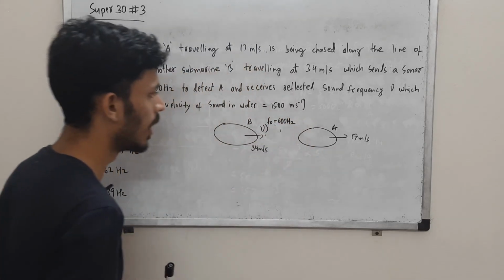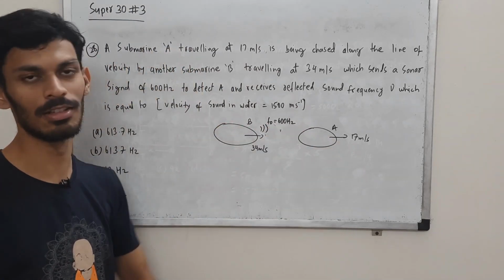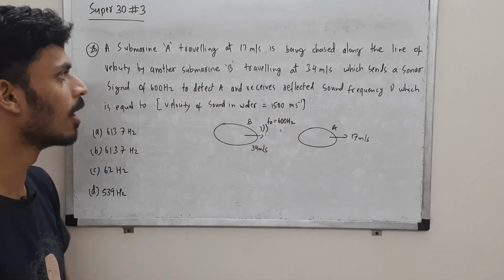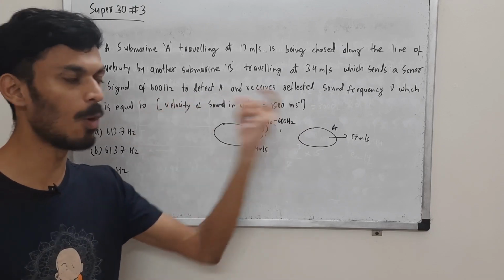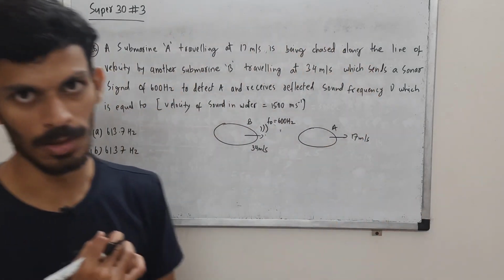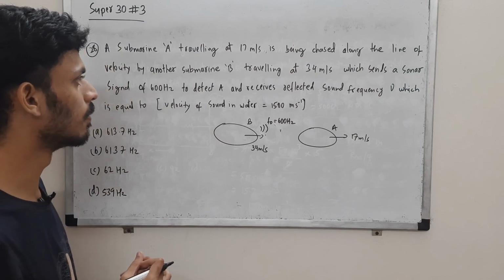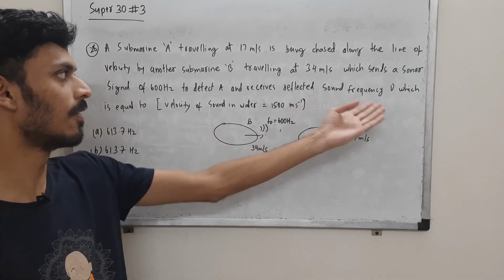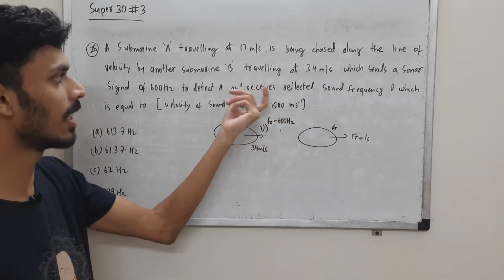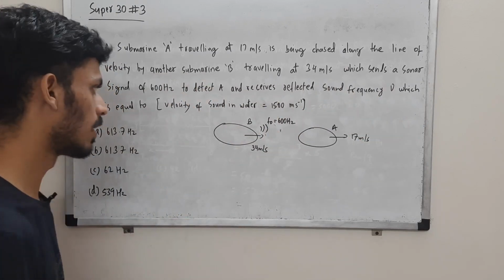This frequency is released so that submarine B, which is chasing submarine A, can detect ship A. Basically this frequency will go and hit submarine A and come back to submarine B. That is the process going on here. You are supposed to tell the final frequency received by submarine B, after reflection from submarine A.